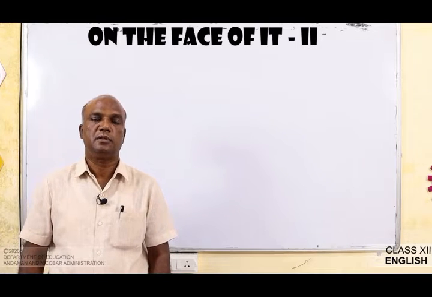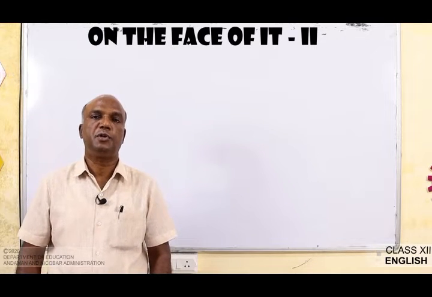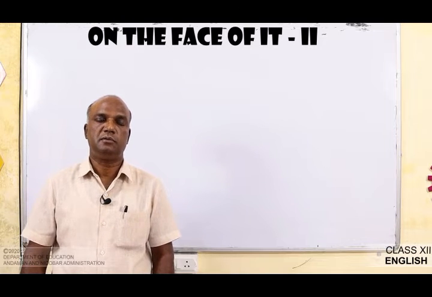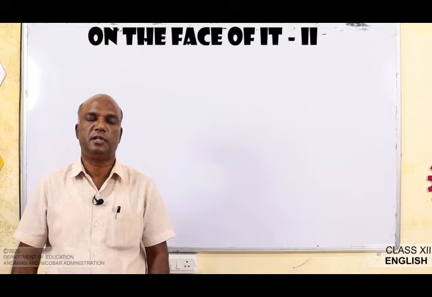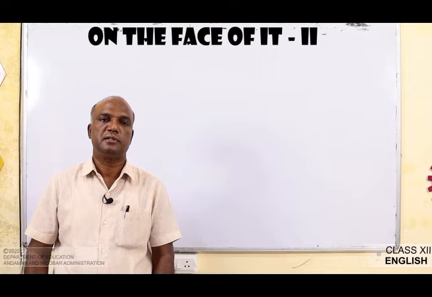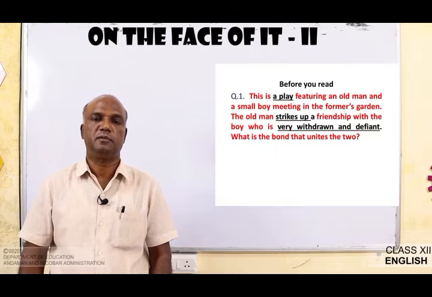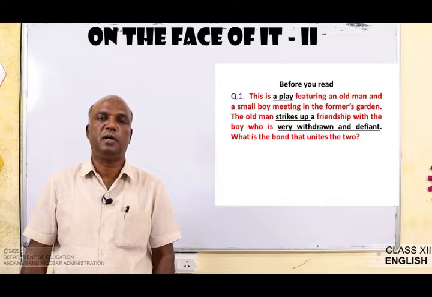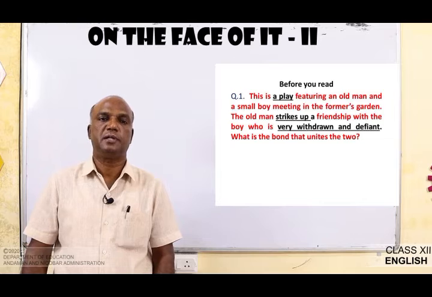In your textbook, when you see in the beginning itself, before you read, it is written, and you have to understand what the lesson is about. The lesson starts with a question itself. Though the title is On the Face of It, the question is, this is a play. A play, we know, can be performed on the stage, featuring an old man and a small boy meeting in the farmer's garden. The old man, Mr. Lamb, the boy, Mr. Derek or Derry, and the old man strikes up a friendship with the boy.